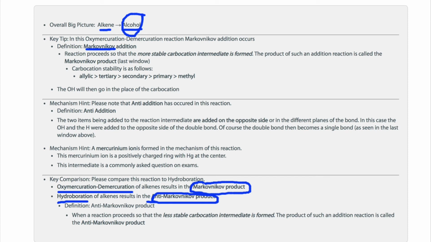These two reactions will result in different types of alcohols from exactly the same reactant. So it is important to choose the correct reagent to get the desired product.